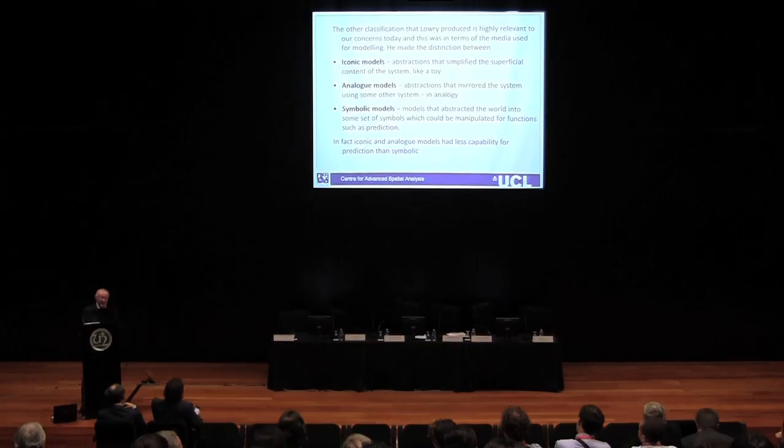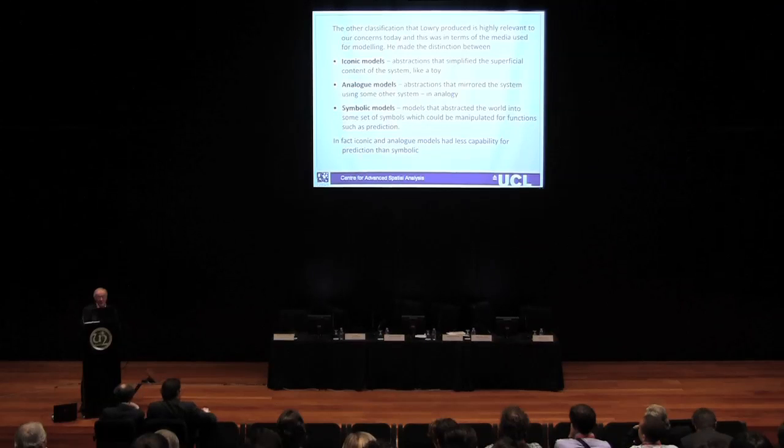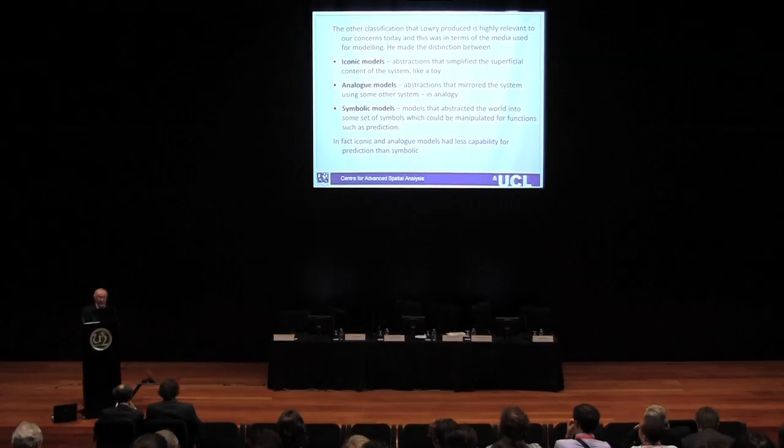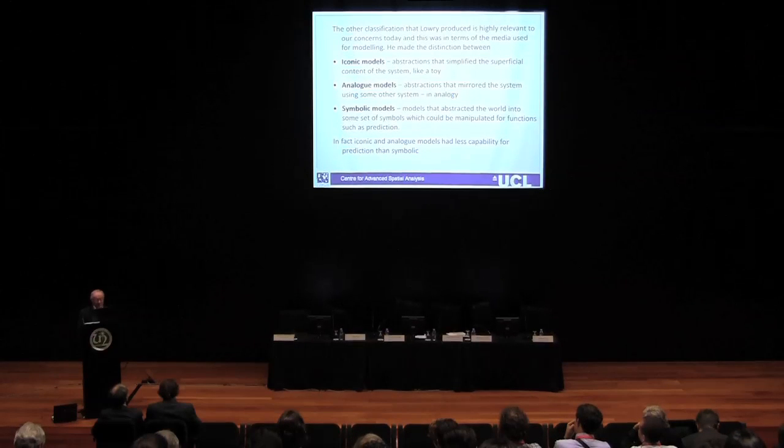And last but not least, and in some sense this was what Larry was aiming at, there were symbolic models. Models that abstract the world into a set of symbols that can be manipulated for prediction. In the previous two models the predictive content is relatively weak, but with symbolic models you have the powerful notion that you can actually manipulate the symbols and produce numerical predictions in that sense.